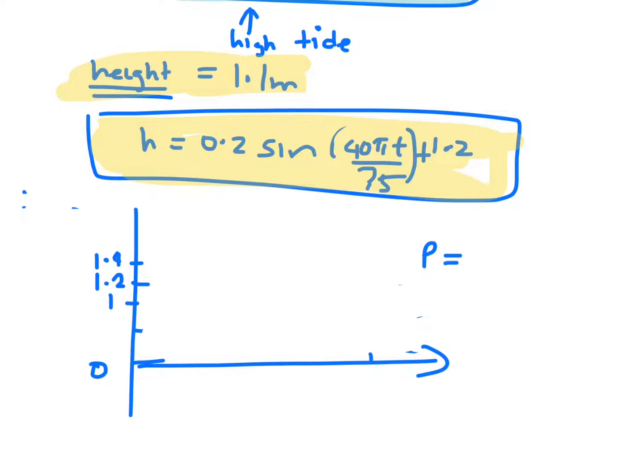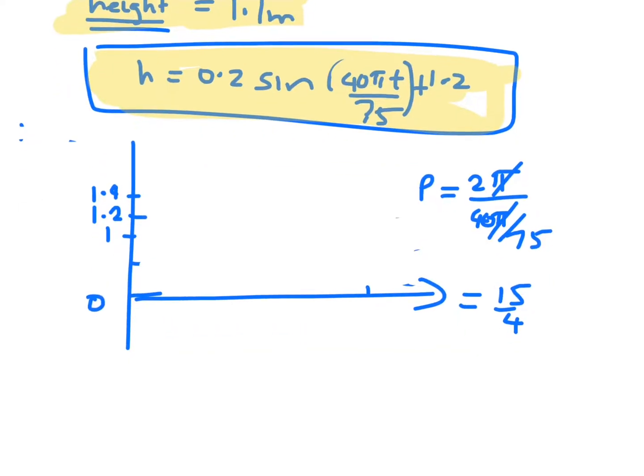Now if I was looking at the period, it would be 2 pi on 40 pi on 75. The pi's will cancel out, and if you did 2 divided by 40 on 75, you end up with 15 on 4. So that just means that your period, if I make that a decimal, is 3.75. Halfway, if you divided that by 2, would be 1.875. That's how many hours from mid-tide, because it's a sine graph.